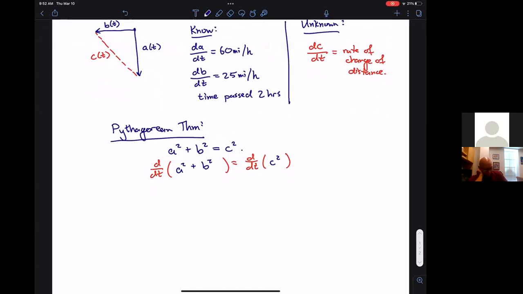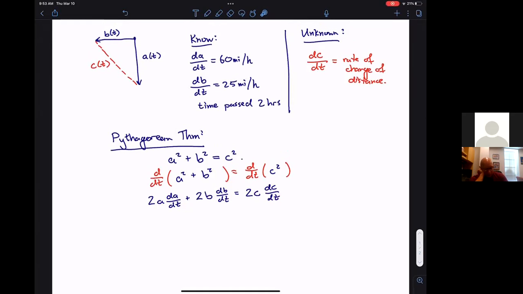Because everything is a variable, I need to be really consistent about using my chain rule for every one of these quantities. So a squared becomes 2a times dA/dt, plus b is also a variable, so I get 2b times dB/dt, equals, and then the derivative of c, similarly 2c times dC/dt. Okay, so I know the derivatives, but actually I don't know a, b, or c. I can cancel the 2's, that's fine, but I do need to solve for A, B, and C somehow.